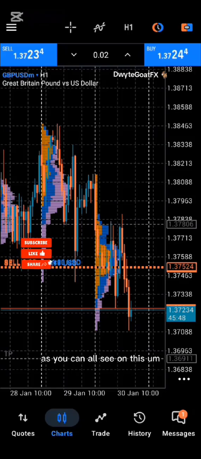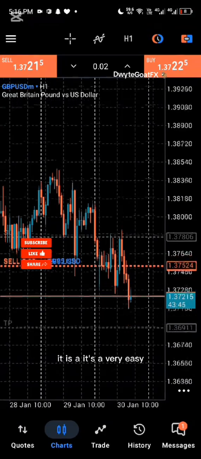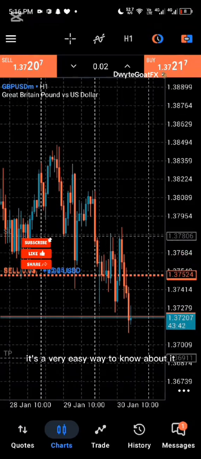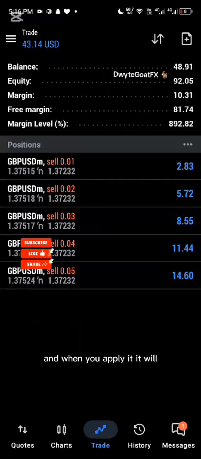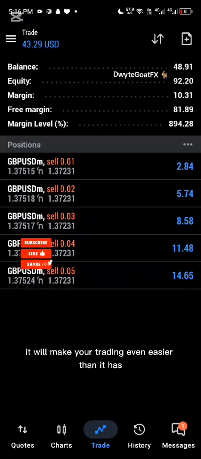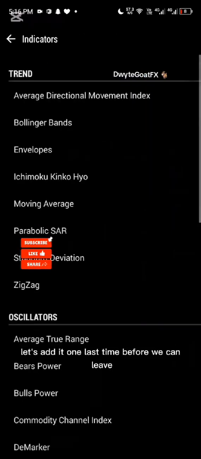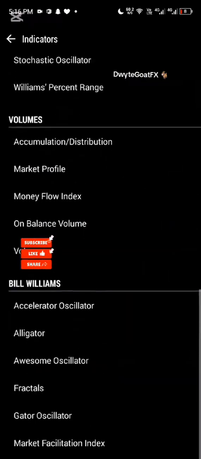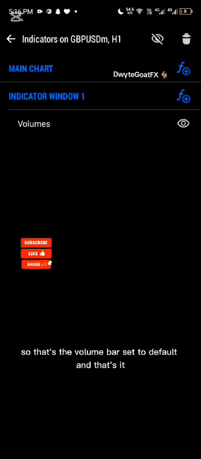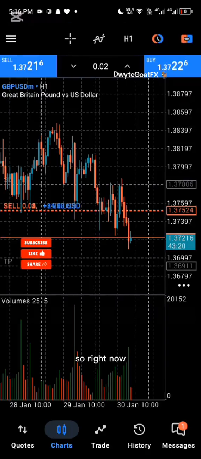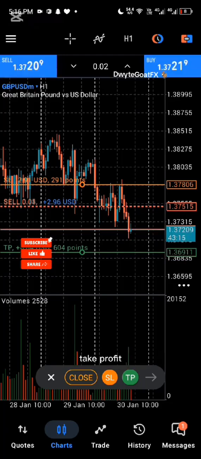As you can all see on this one I've added, talking about the volume, it's a very easy way to know about it, and when you apply it, it will make your trading even easier than it has ever been. Let's add it one last time before we leave. So that's the volume bar set to default, and that's it. Right now, this trade we took with the volume is almost hitting take profit.